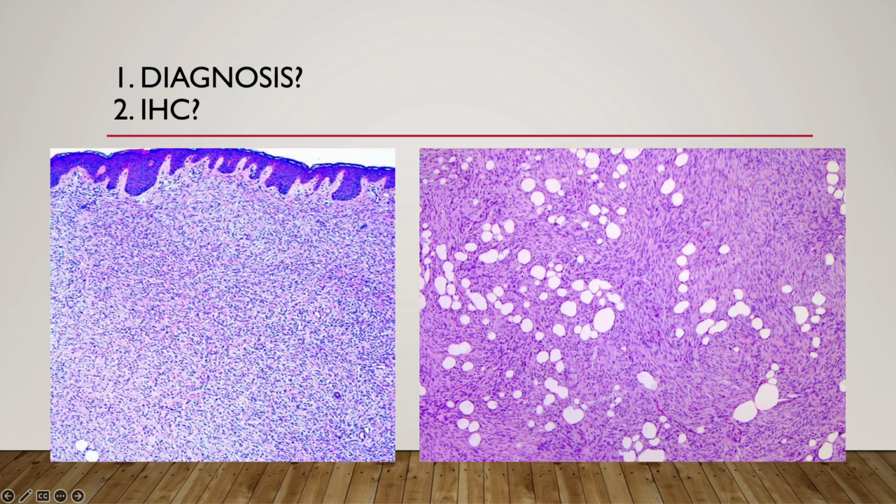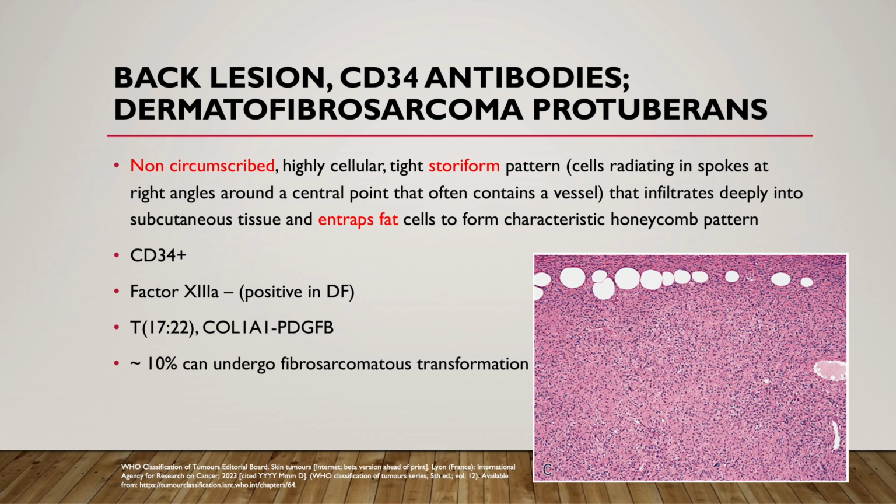So here, what is the diagnosis and what is the IHC? Yes, this is DFSP, and it's CD34 positive, factor 13A negative. So this is non-circumscribed, has storiform pattern, it has honeycomb fat trapping, and it does not respect the adnexal structures. CD34 positive, factor 13A negative, and translocation is t(17;22), COL1A1-PDGFB, and important to know that 10% can undergo fibrosarcomatous transformation.